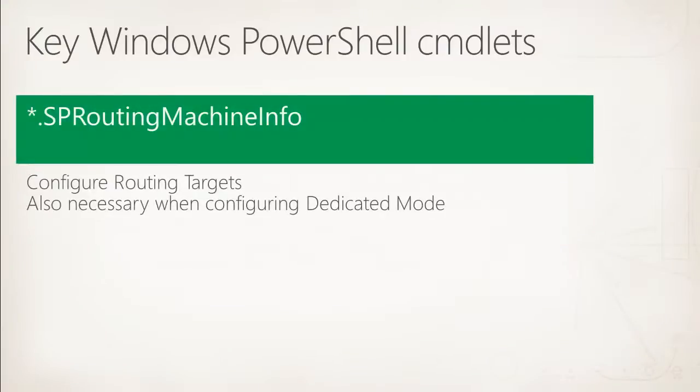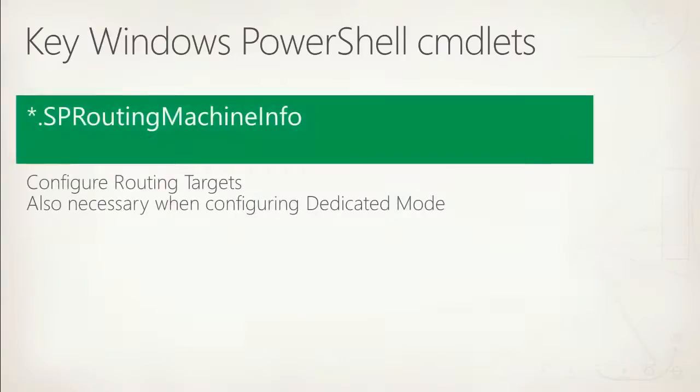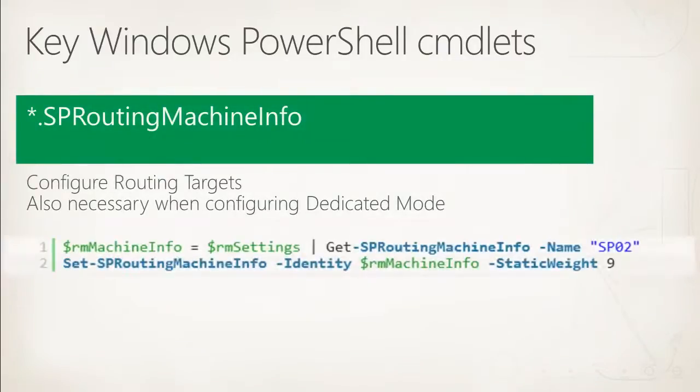Then we have routing machine info. I mentioned that, a little bit of inconsistency there with the naming. This is how we configure routing targets. If we are deploying in dedicated mode, we cannot actually do this. We're passing in a string array here of server names. Well, that only works for the machines that are in the farm you're working with. So if you're in a dedicated mode deployment, we need to leverage the routing machine info. It's very straightforward. We can get the routing machine info and pass in the name of a server. We can also set some properties. In this example, I'm setting the static weight of this machine to 9.